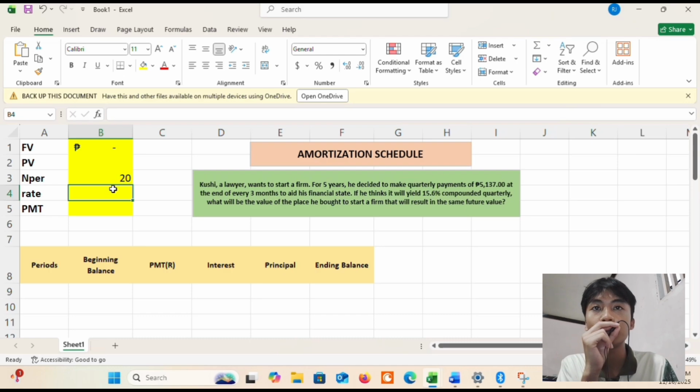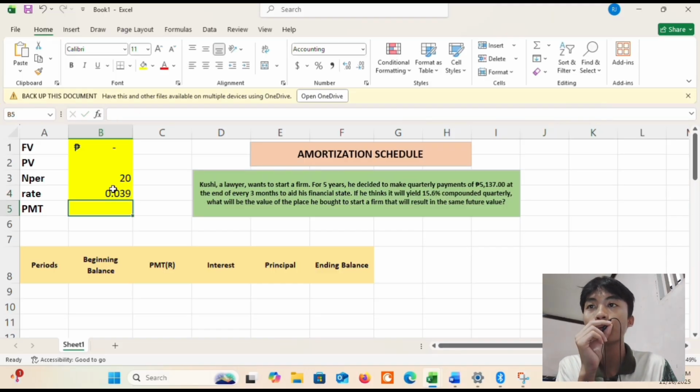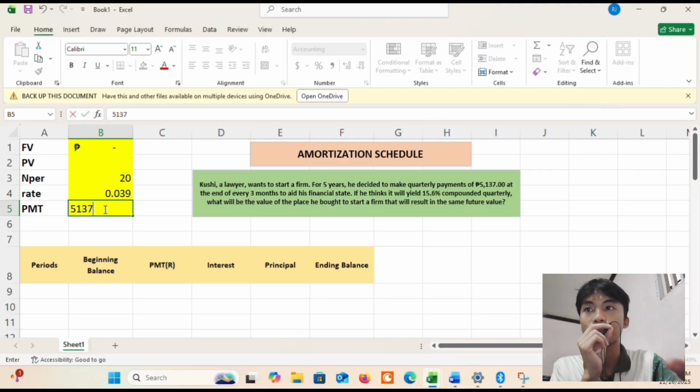Next is the rate. So the rate is the nominal rate divided by the number of conversions per year. So the nominal rate is 15.6% divided by quarterly payments, which is 4. So 0.156 divided by 4 equals 0.039. So that is the rate that we are going to use. Next is the PMT, which is the regular payment. So the regular payment is 5,137 pesos.